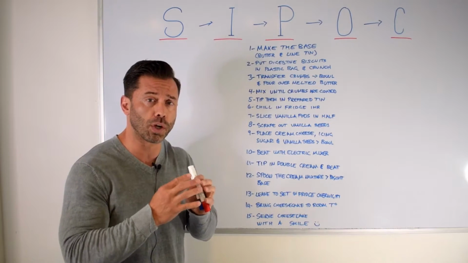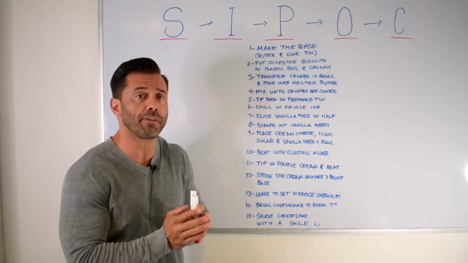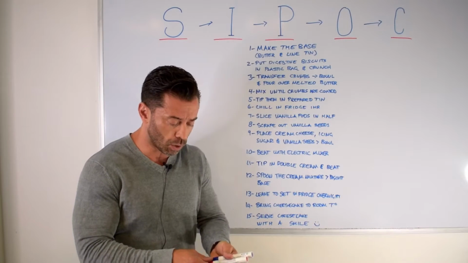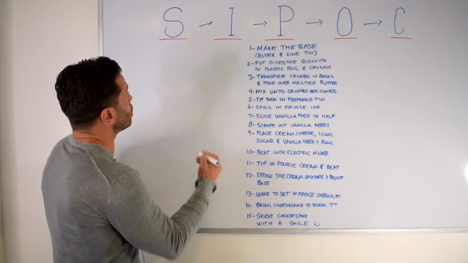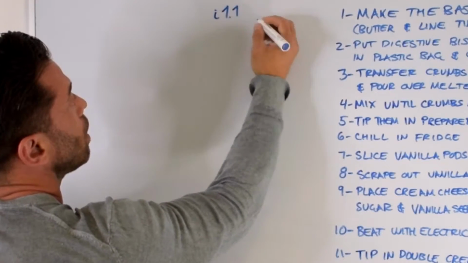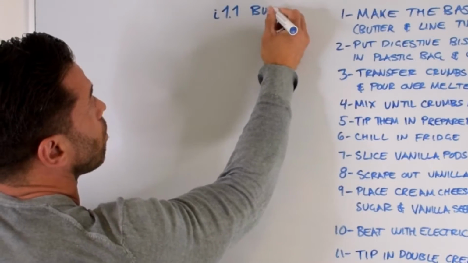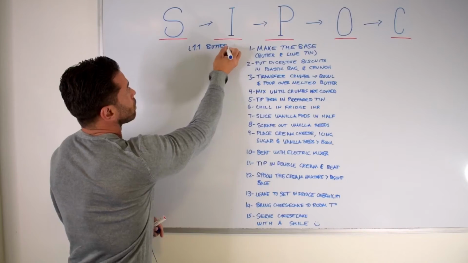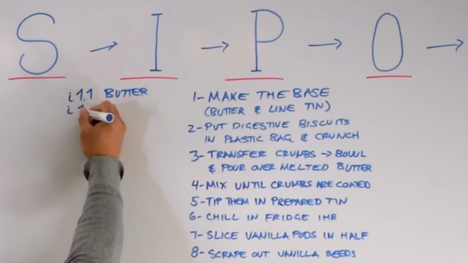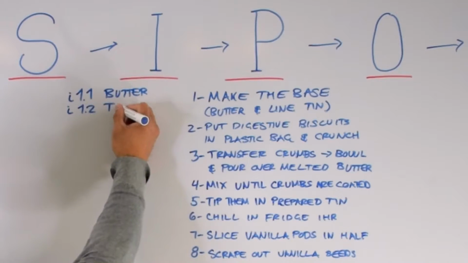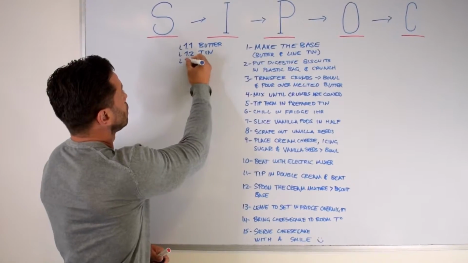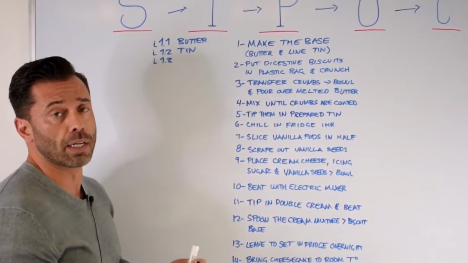I like to use a codification system to make sure I identify every single input with every single process step. So the way I do that is by identifying input. For step number 1, input number 1 will be butter. Using the same logic, input number 2 of step number 1 will be a tin. And input 3 of step number 1 will be baking parchment.